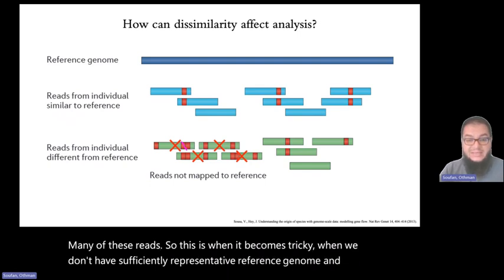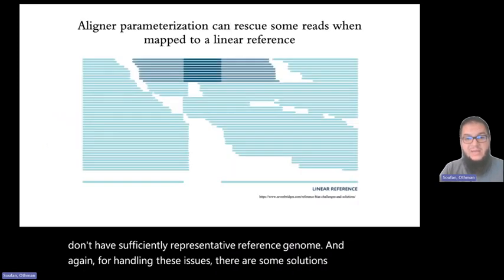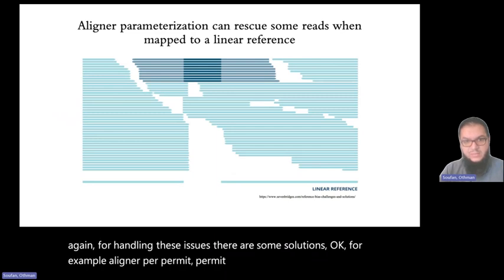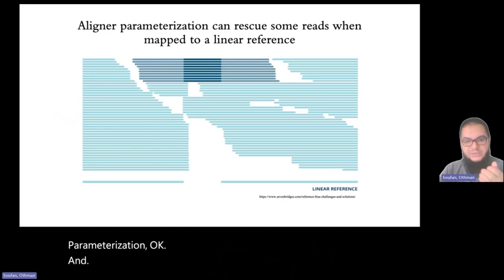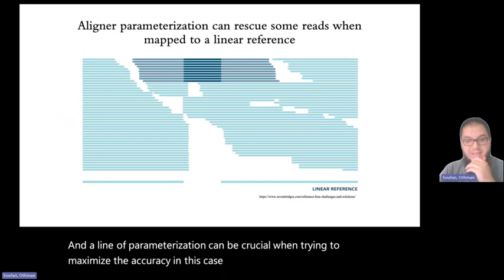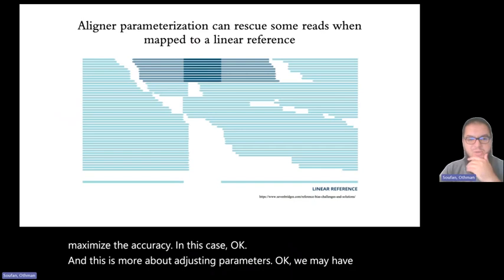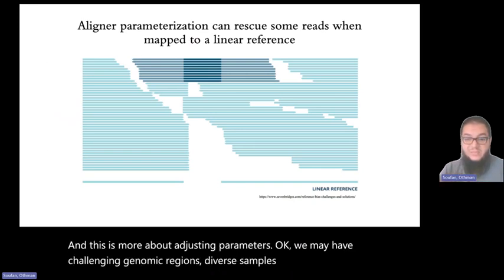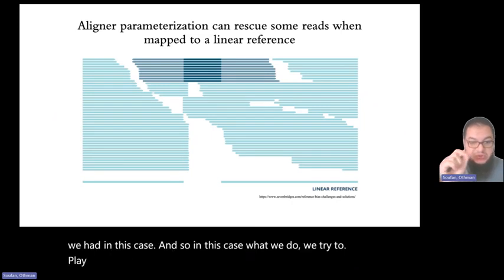And again, for handling these issues, there are some solutions, okay? For example, aligner parameterization. Aligner parameterization can be crucial when trying to maximize the accuracy. In this case, this is more about adjusting parameters, okay. We may have challenging genomic regions, diverse samples as we had in this case. And so in this case, what we do is try to play with the parameters, okay.